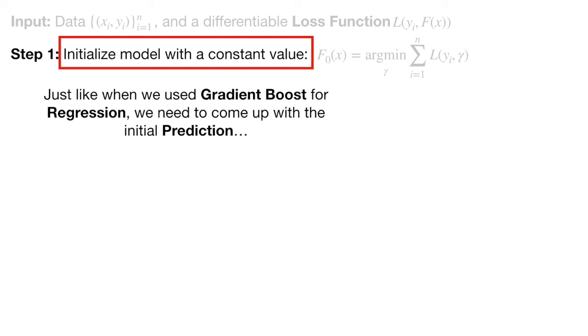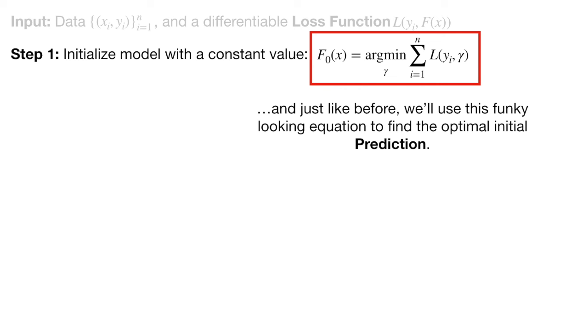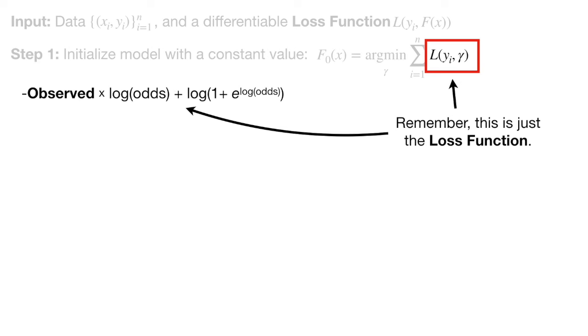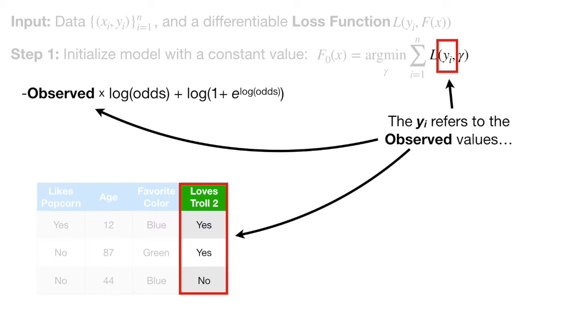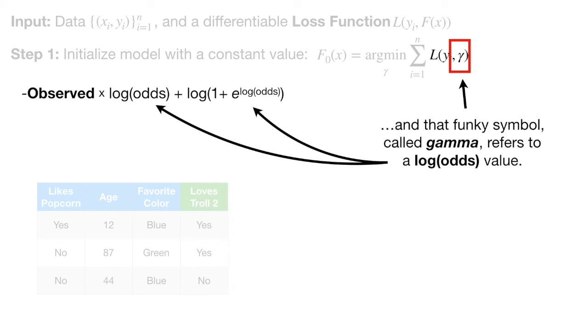Just like when we used gradient boost for regression, we need to come up with the initial prediction. And just like before, we'll use this funky looking equation to find the optimal initial prediction. Remember, this is just the loss function. The yi refers to the observed values. And that funky symbol, called gamma, refers to a log odds value.